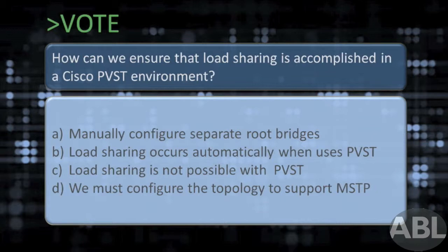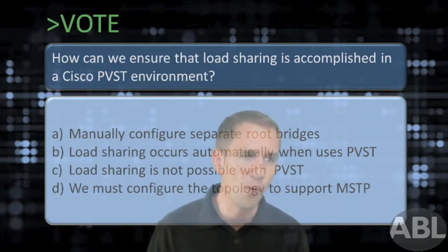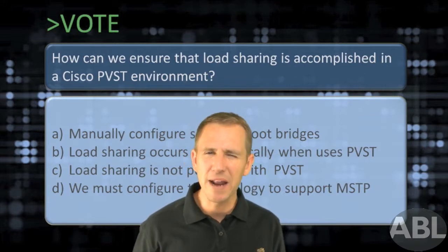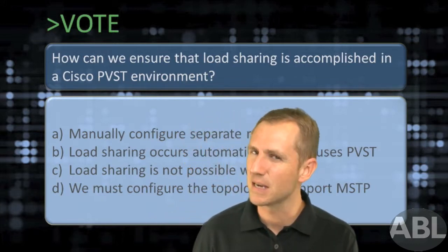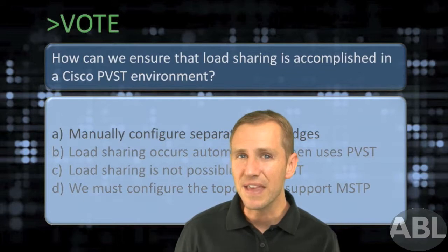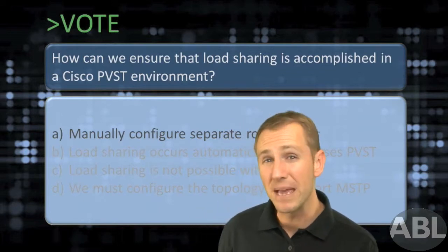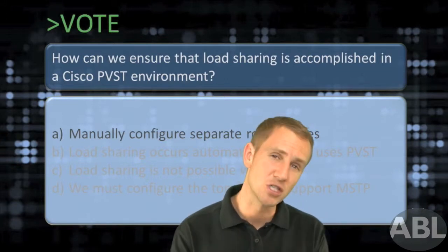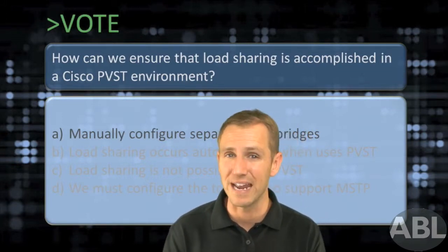All right, I've got some good answers coming in here. Just about everybody's getting this one. This was a more advanced subject that we talked about yesterday. The answer to this one is actually we have to manually configure per VLAN spanning tree to use different root bridges to achieve load sharing over the redundant connections.